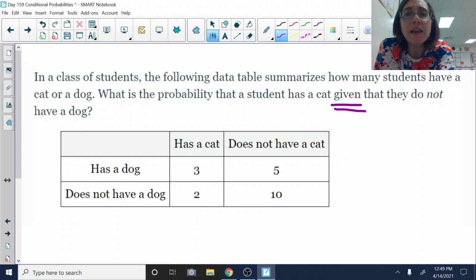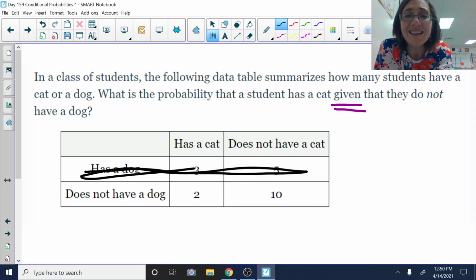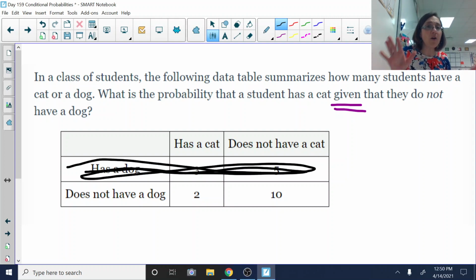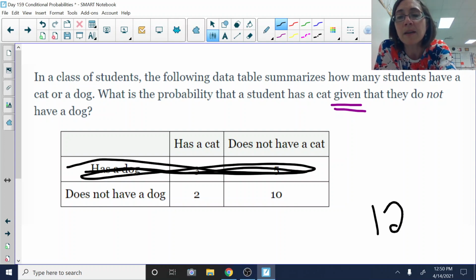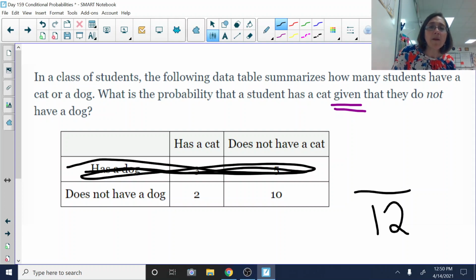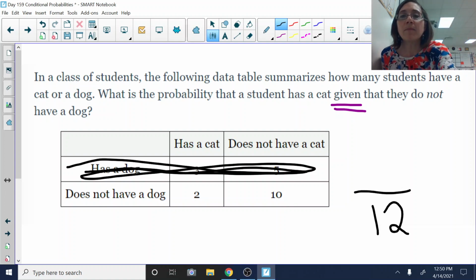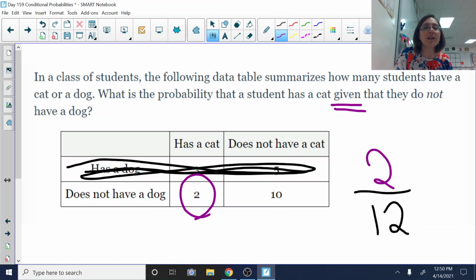So that means I can disregard these people because they have a dog. I already know the ones that I'm talking about do not have a dog. So I'm only looking at how many kids total here in my chart that are possible since they don't have a dog. Well, that would be 12. If you count them up, that's 12 kids. That's going to be my denominator. So something out of 12. What's the probability that a student has a cat? So of these 12 kids, how many said, yep, I have a cat? Well, that would be these 2 kids. So 2 out of 12, you can reduce that to 1/6.